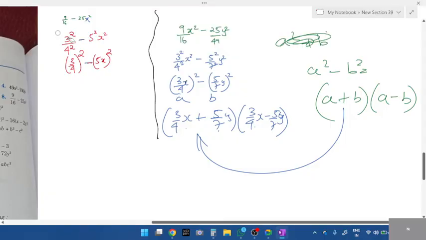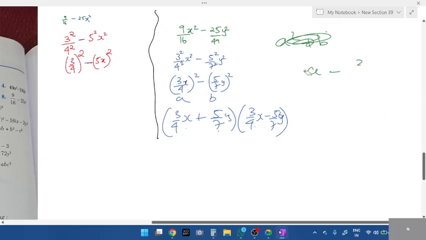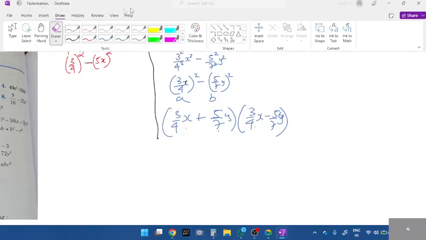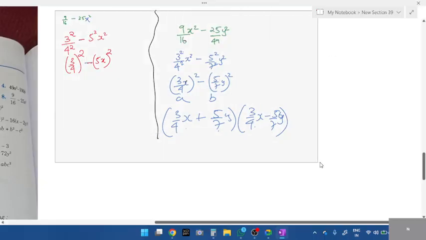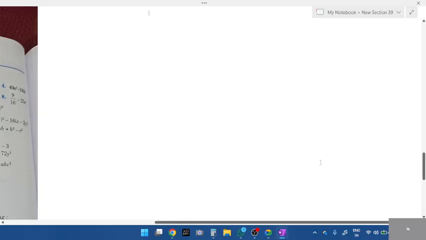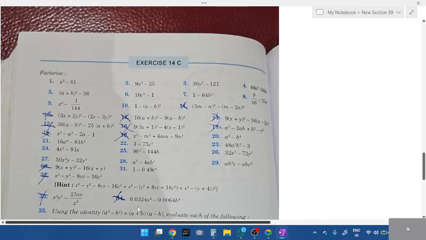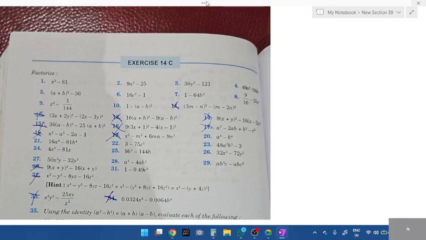Okay, we don't take LCM here. Did ma'am take LCM? No, right? Whether denominator or numerator, don't take LCM, students. For factorization, we don't. For this A square minus B square. Okay, tell me the next one.